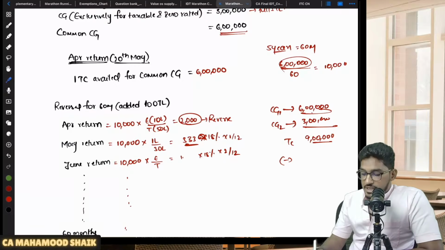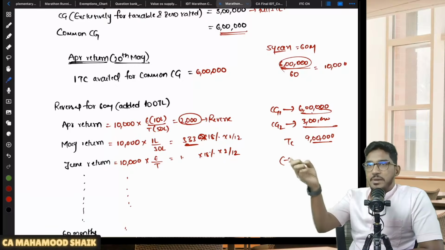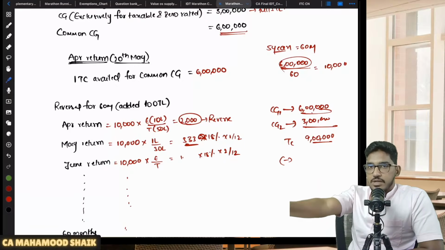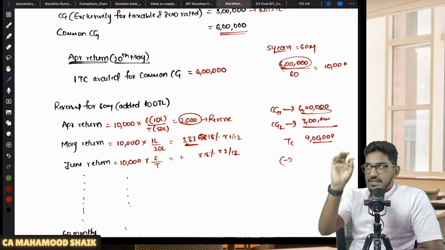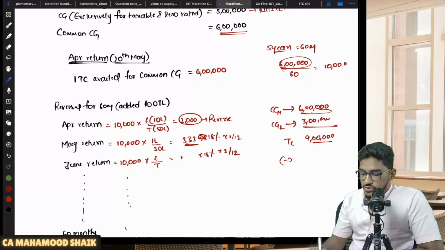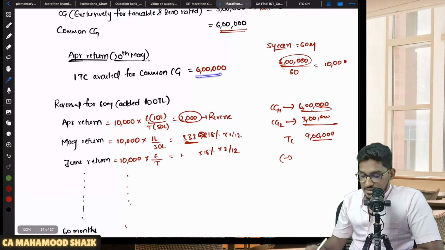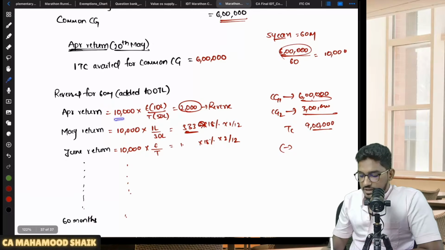Why? Because these common capital goods, we will assume we will use for 5 years. And in those 5 years, every month you will be making taxable supplies as well as exempt supplies. So on a monthly basis, I will calculate the ITC attributable to the exempt turnover, and that much I will reverse month on month. So if you see here, common capital goods I have capitalized at 6 lakh rupees, useful life 60 months, so every month I get 10,000.